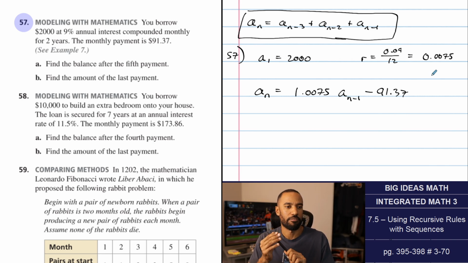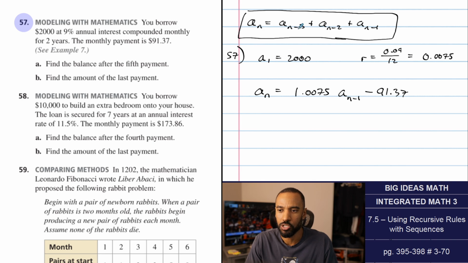It says find the balance after the fifth payment. Now, your first payment there, once again, is $2,000. Boom. So here's a rule.